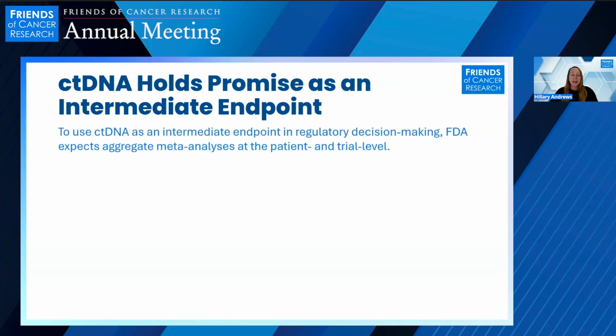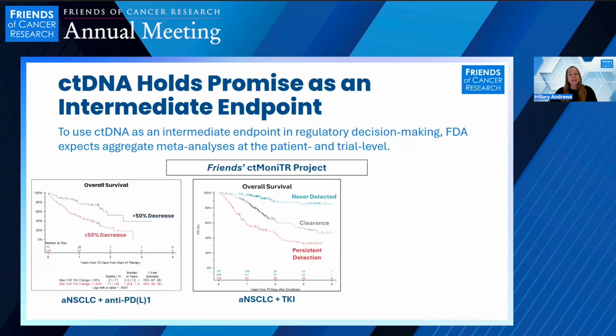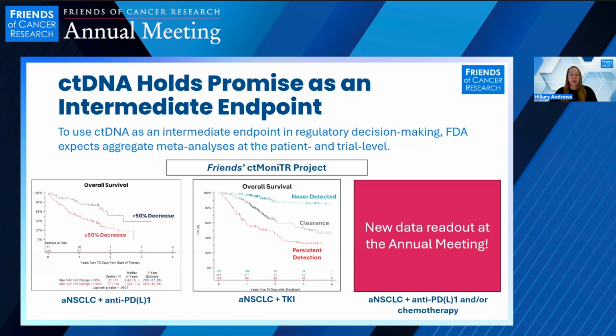To use ctDNA as an intermediate endpoint in regulatory decision-making, FDA expects aggregate meta-analyses at the patient and trial level. Over the past few years, Friends' ctMoniTR project has performed a series of aggregate patient-level analyses demonstrating a decrease in ctDNA associates with improved outcomes, including overall survival. We'll have another data readout as part of the annual meeting focused on advanced non-small cell lung cancer treated with an anti-PD-L1 and/or chemotherapy.